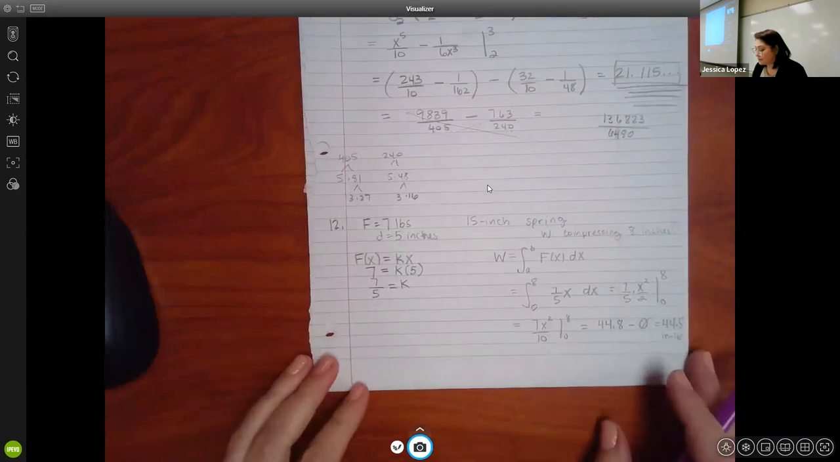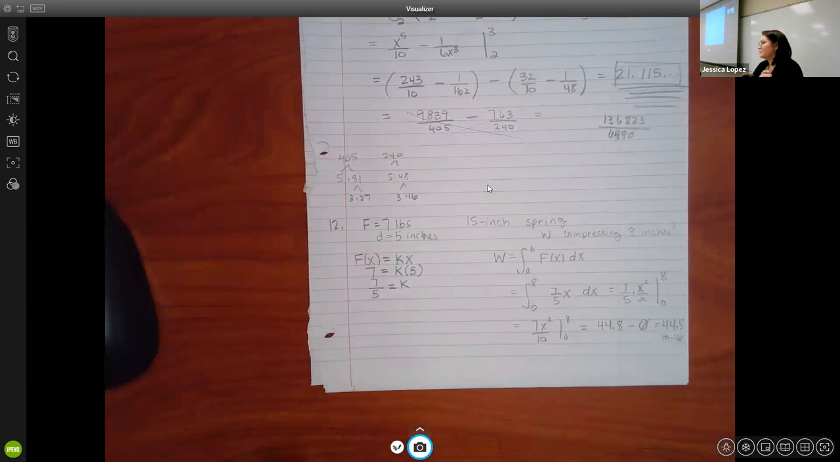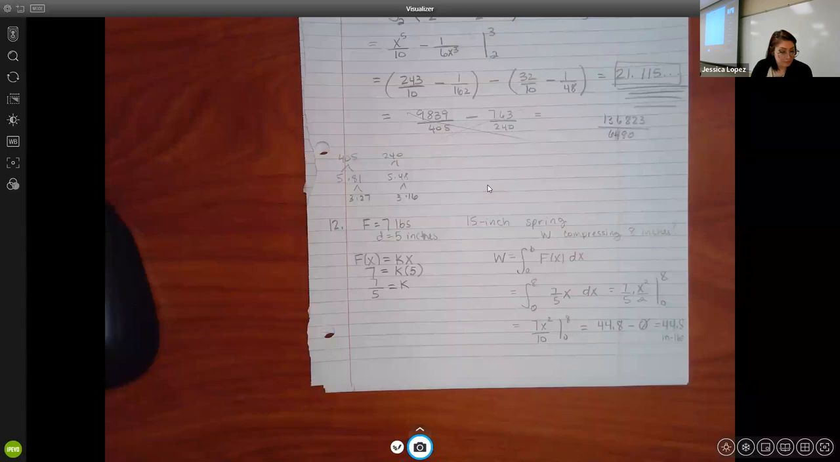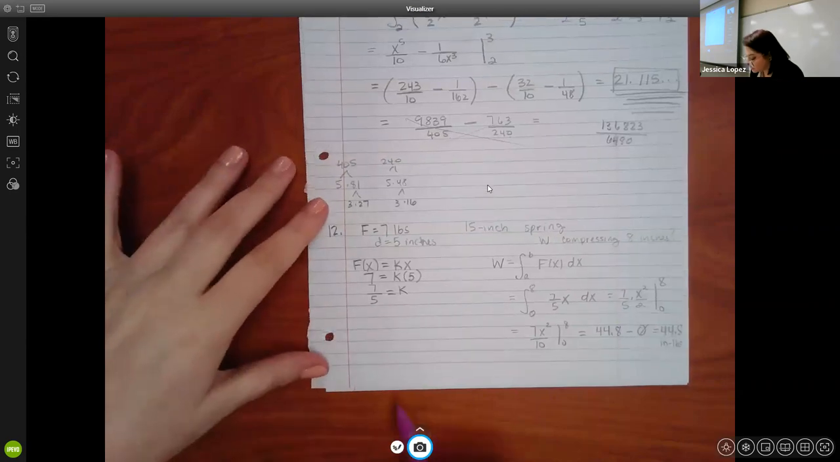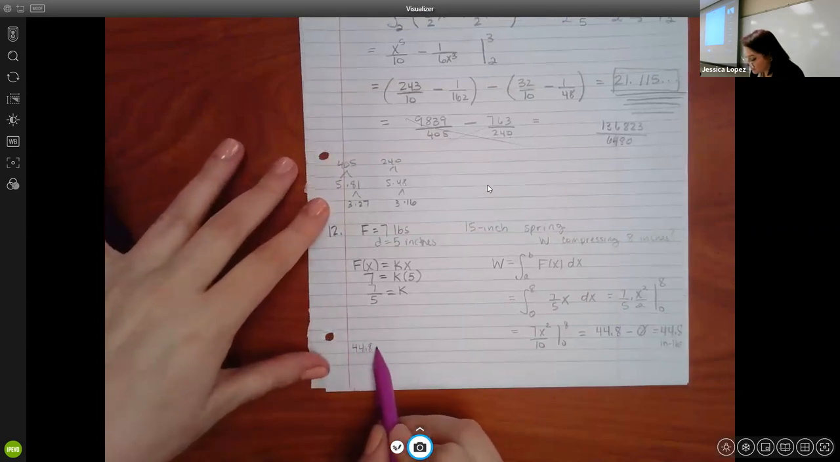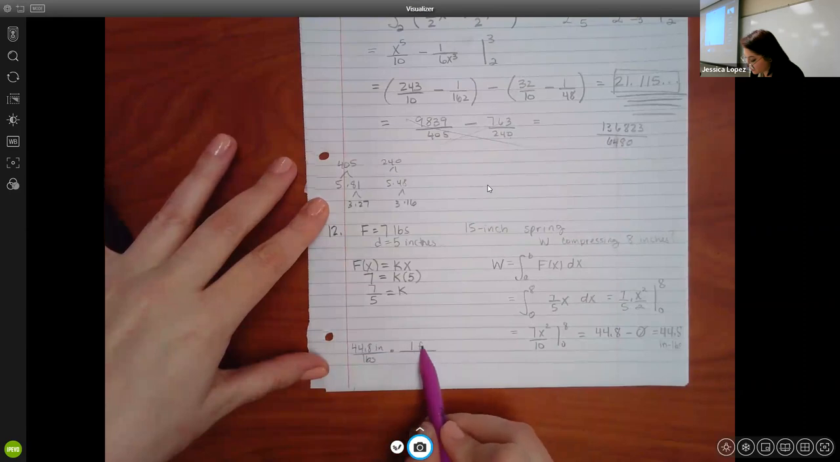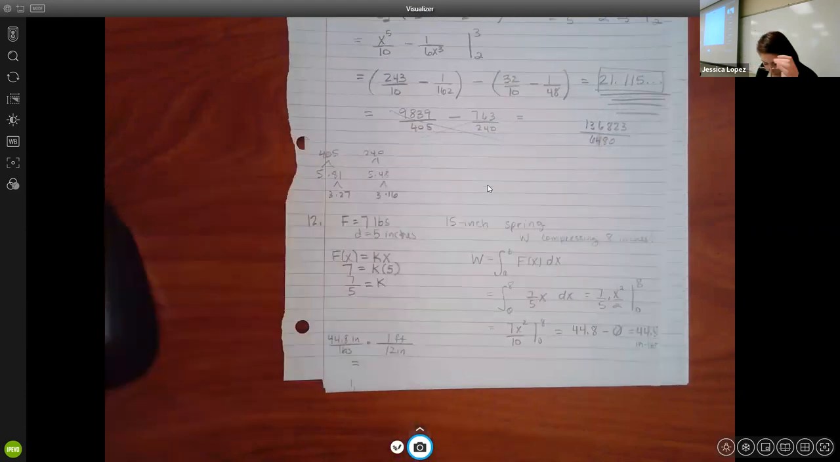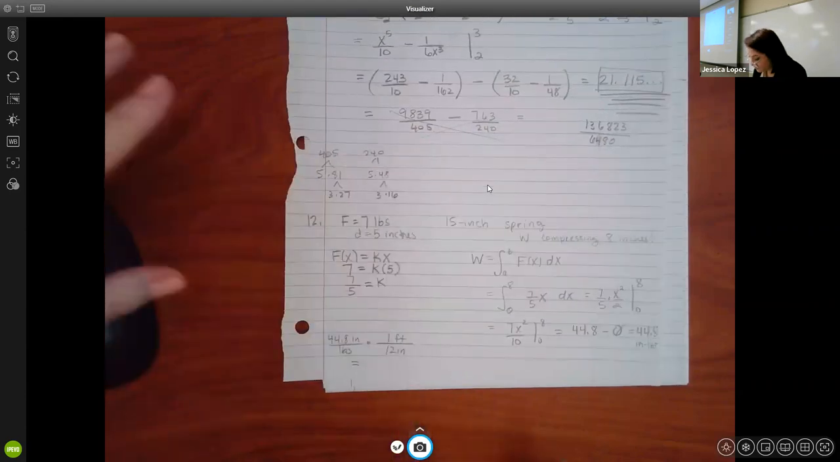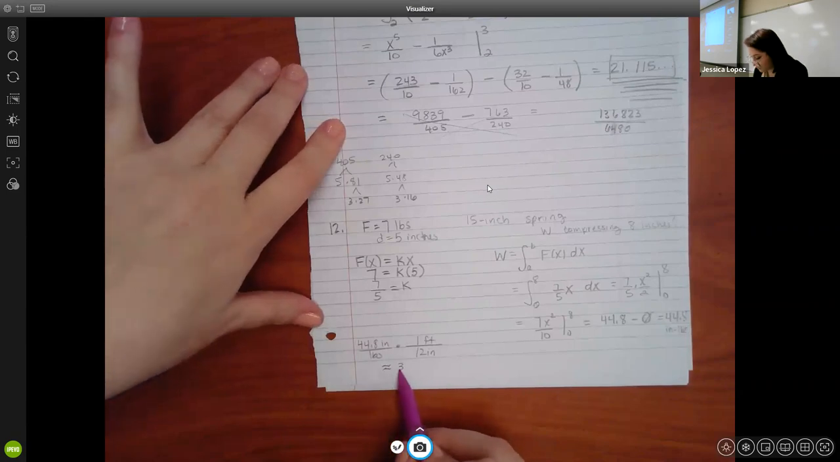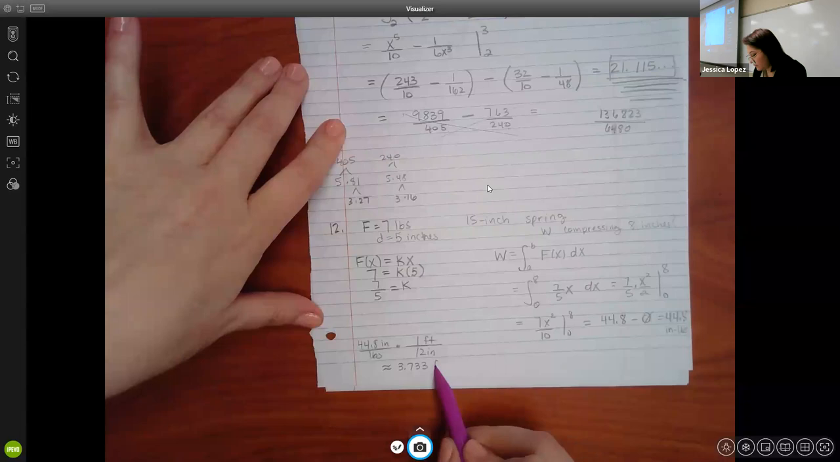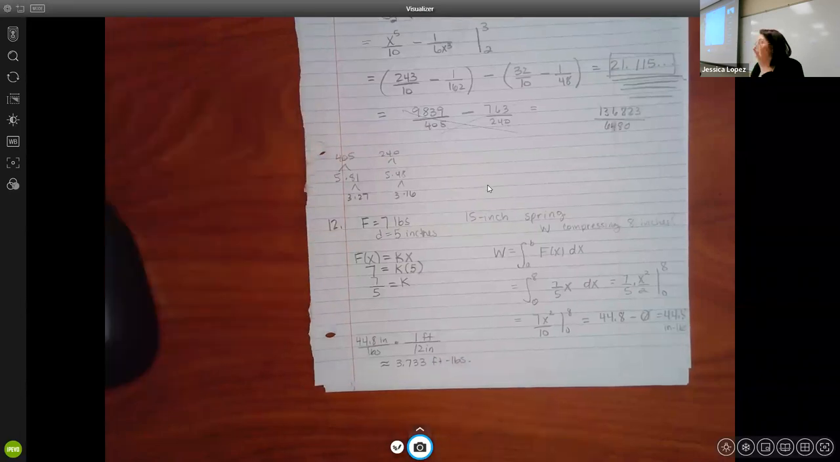What would I do if the problem asked me for the answer in foot pounds, even though they gave me nothing but inches? I would have to convert it, right? So you would do 44.8 inch pounds times, what is it, 1 foot is 12 inches, right? So essentially you're doing 44.8 divided by 12, which is about 3.733 foot pounds, just in case, right?